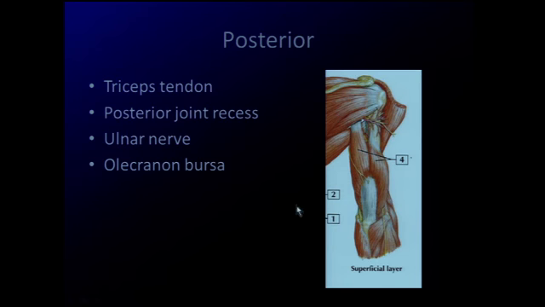Posteriorly, we'll be looking at the triceps tendon, which is this structure right here. You can also look at the posterior joint recess for fluid collections there or within the olecranon bursa. And we can also look at the ulnar nerve for evidence of ulnar nerve entrapment in patients who present with posterior medial elbow pain.